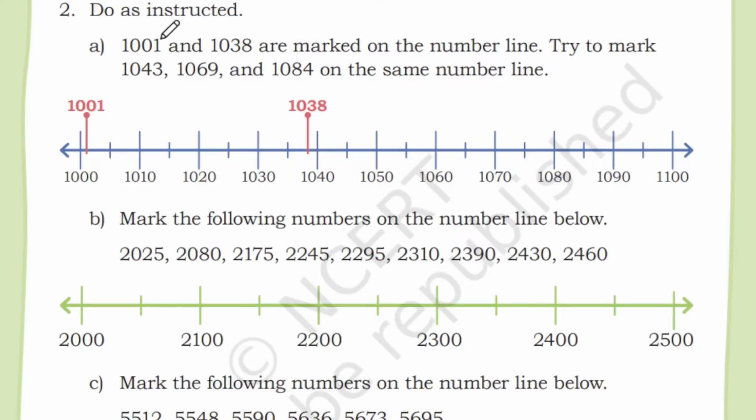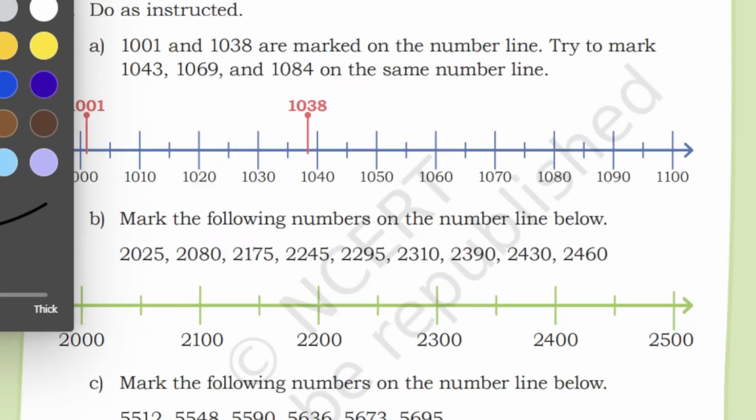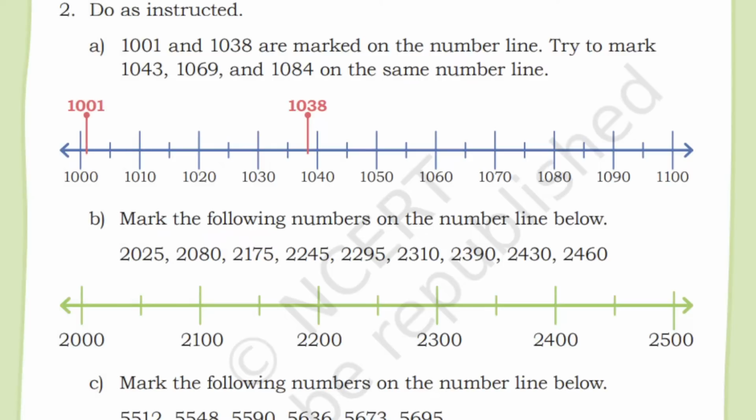Instructed. 1001 and 1038 are marked on the number line. So here they have marked 1001 and 1038. Try to mark 1043, 1069 and 1084. Okay. So next, first we will do 1043. So where is 1000 here? So I will take black lines so that I will mark small lines, students.